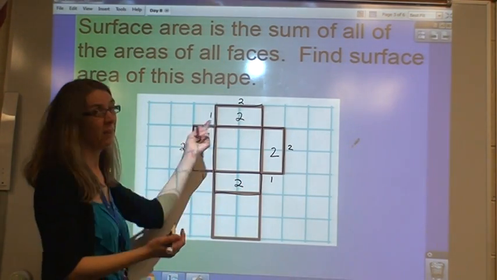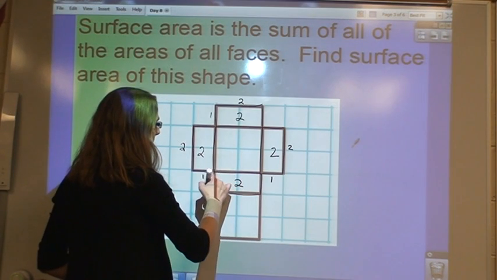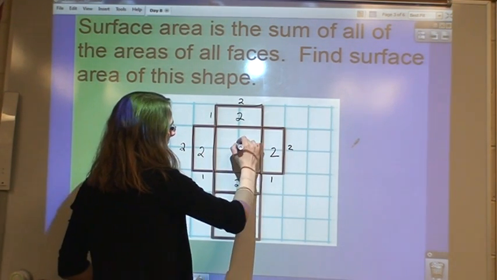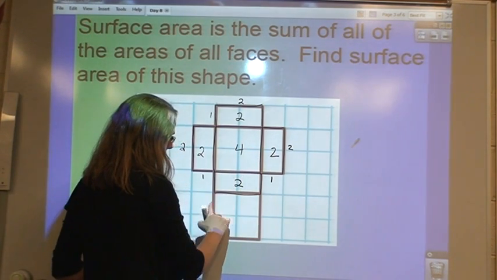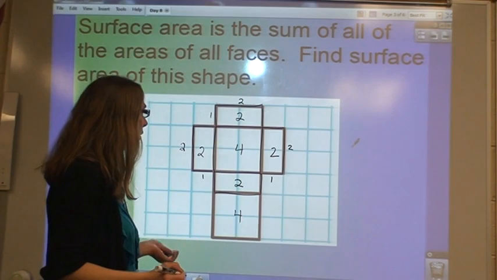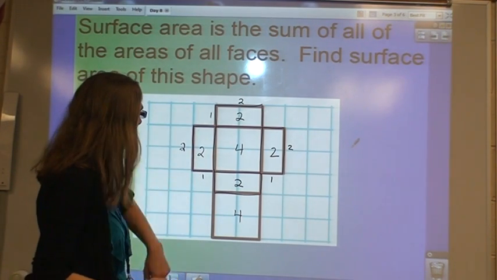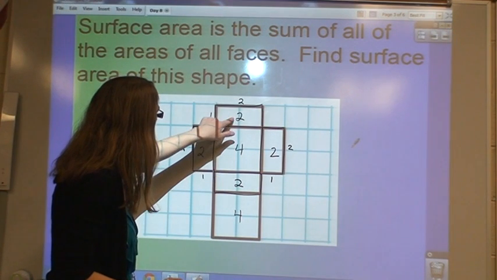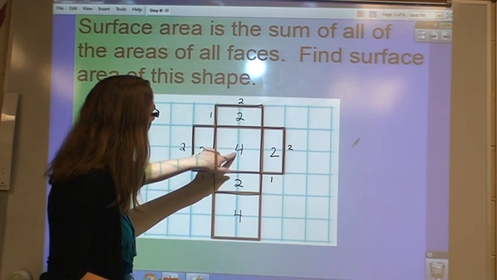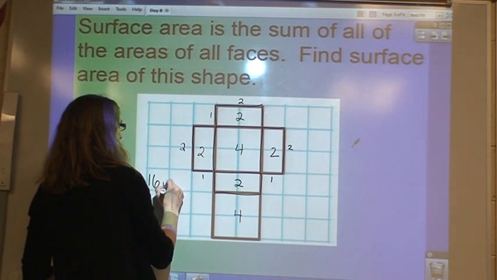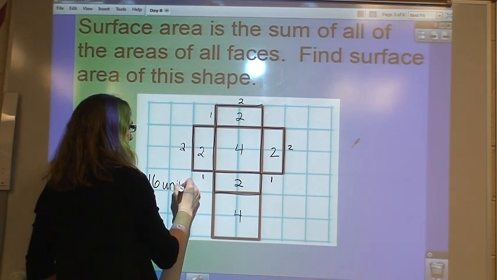You can tell just by looking at it that it's going to be 4 units, but if I wanted to know for sure, it's 2 this way, and it's 2 this way, so it's 4. And this one is 2 this way, 2 this way, it's 4. If I want to know my surface area, just add it all up. 4, 5, 6, 7, 8, 9, 10, 11, 12, and then 4 more is 16. So this is 16 square units.